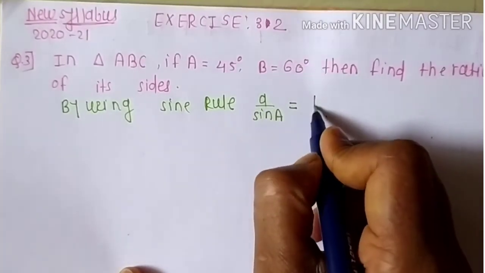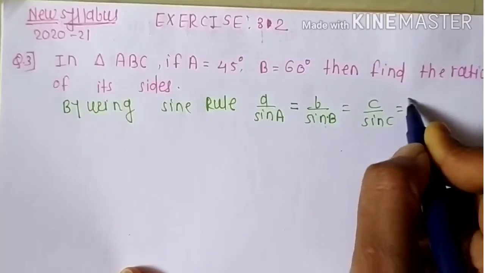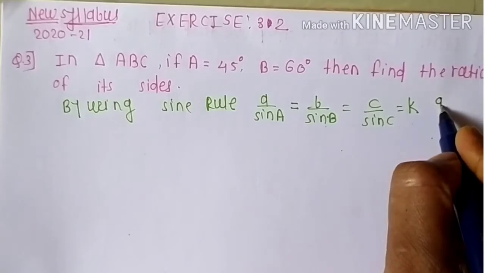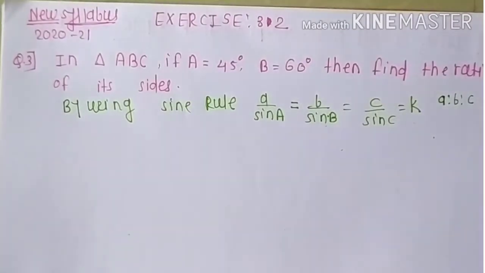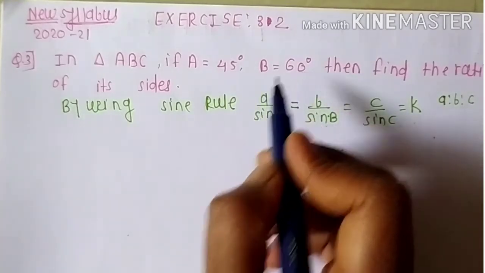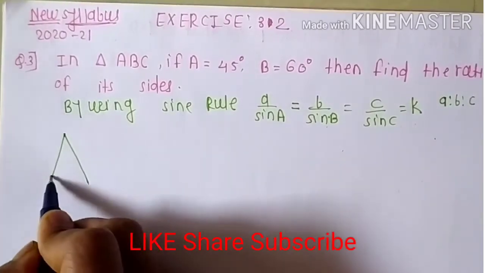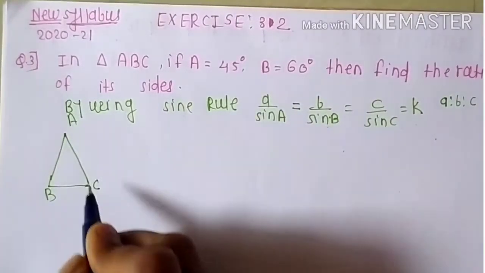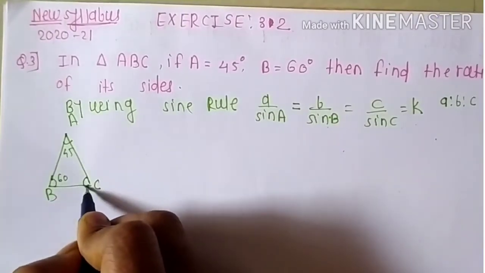a upon sin A is equal to b upon sin B is equal to c upon sin C is equal to a constant. We have to find the ratio of its sides, that is, finally we have to find a : b : c, and we have been provided the angles. Angle A is given as 45 degrees and angle B is given as 60 degrees. In triangle ABC, we have to find the value of angle C.